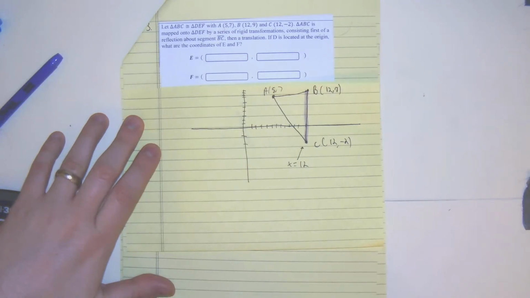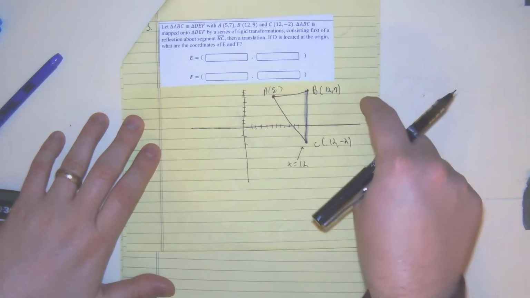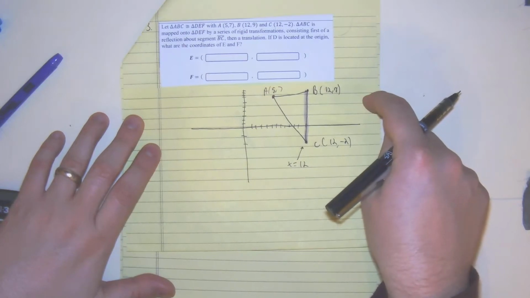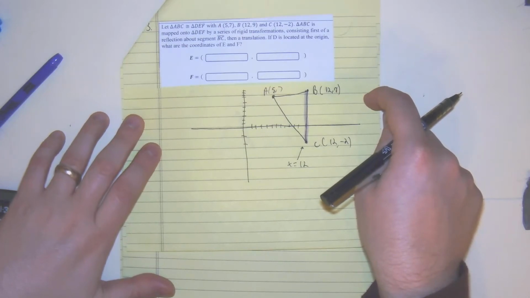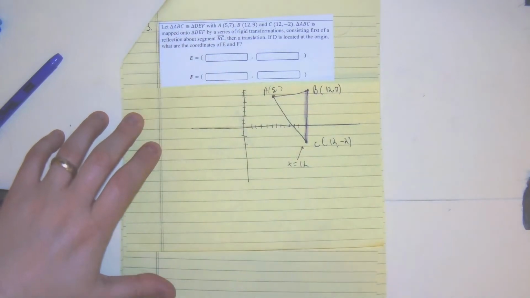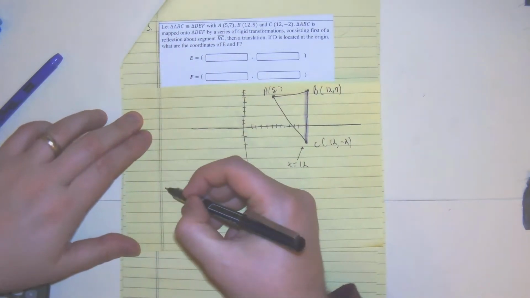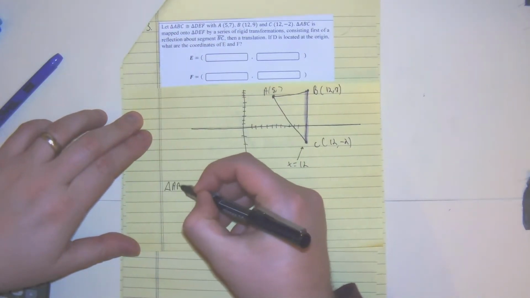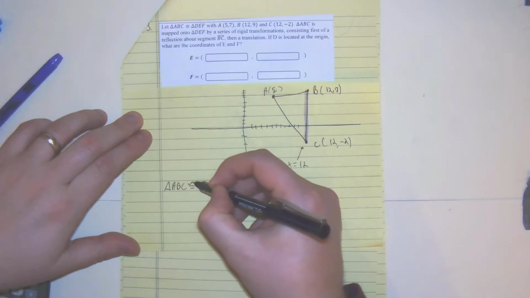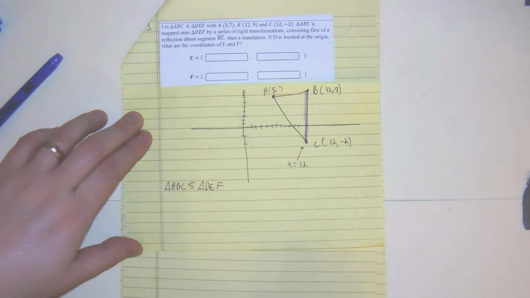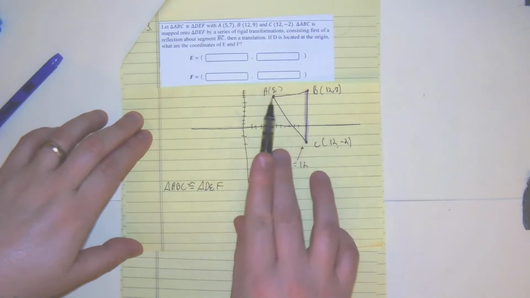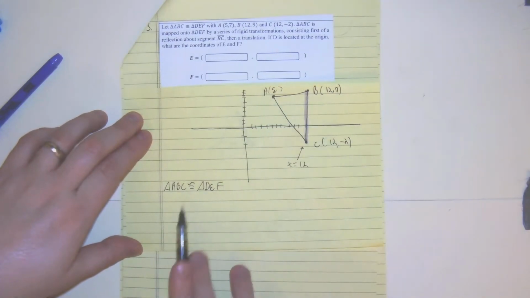Then a translation. So we reflect A over BC, then a translation happens. If D is located at the origin, what are the coordinates of E and F? Okay. So I'm going to write that information down too because that's important. So we have triangle ABC. It's congruent to triangle DEF. Okay, so A needs to reflect over, then it'll be at the origin.